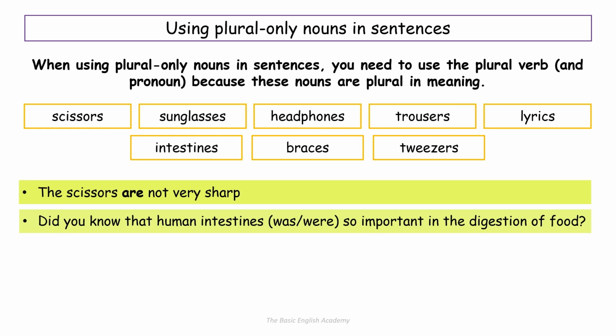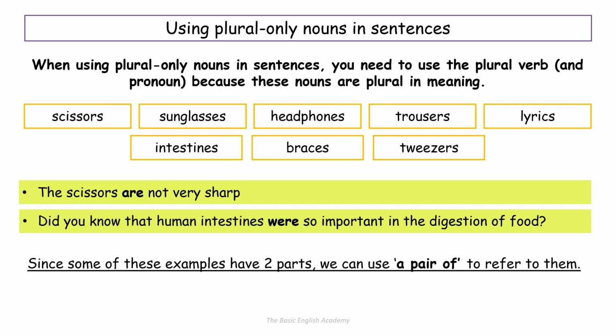The second sentence, did you know that human intestines were so important in the digestion of food? We are going to use were because we have already established that intestines is a plural only noun. So it's, did you know that human intestines were so important in the digestion of food?